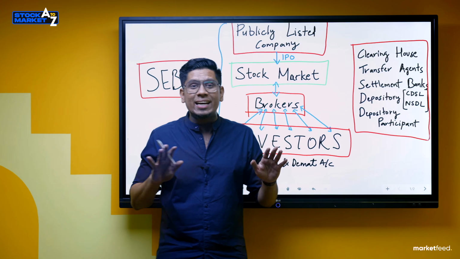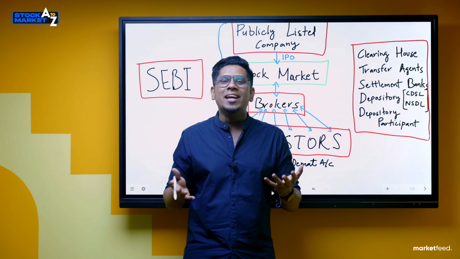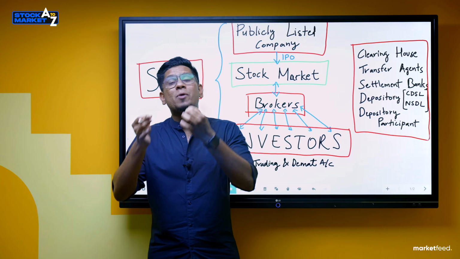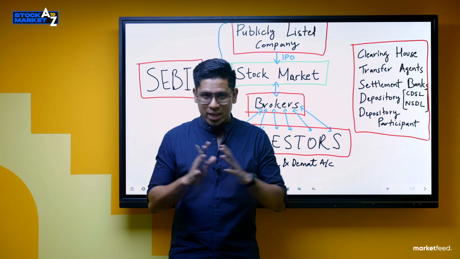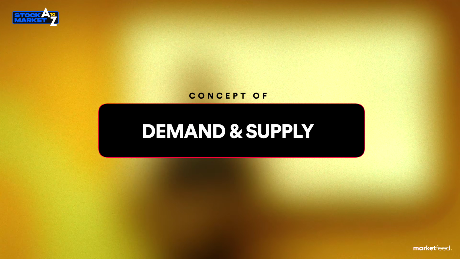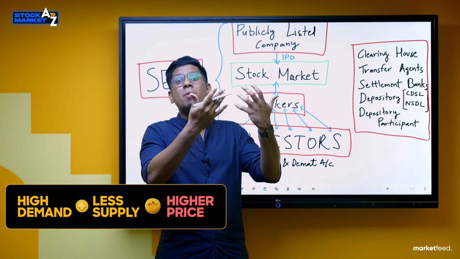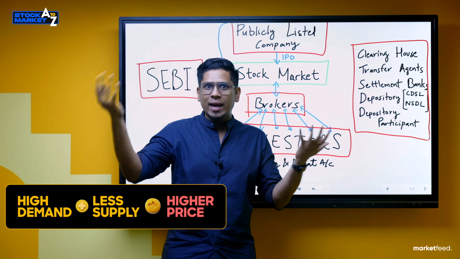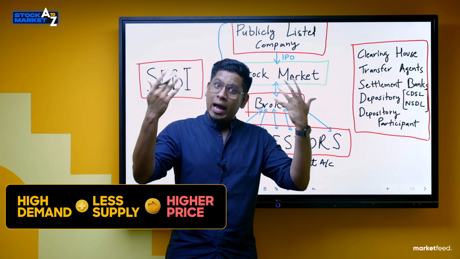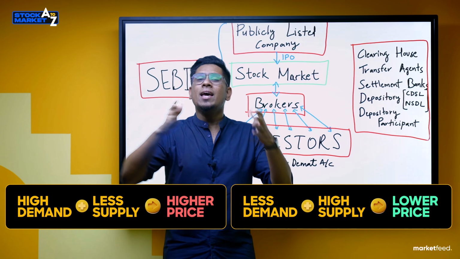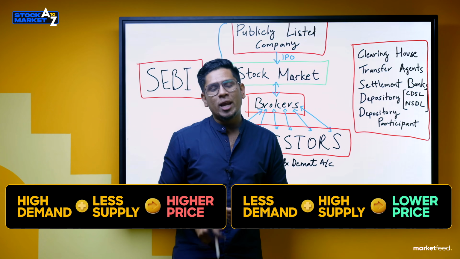But that isn't it. We're not living in an ideal world, right? There are other things also which determine the price of a stock, and it is very important to understand the concept of demand and supply. So when there is high demand for something which has very limited supply, the price will go up, right? Very basic logic. And just the opposite, if there is very less demand and the supply is really high, then the price will go down. I'll give you an example here.